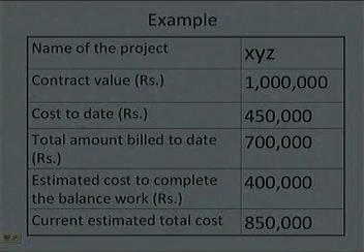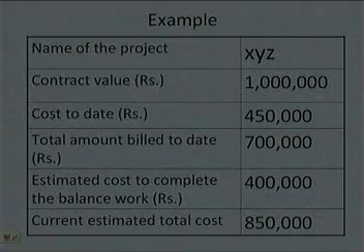So, how much will be the total estimated cost as of now? It would be equal to 450,000 plus 400,000. So, you can see a figure of 850,000. Now, two pieces of information you have got: cost to date and the total likely cost of the project. Using these two figures and the formula that we discussed in the previous lecture, we can calculate the percentage completion of the project or the contract.